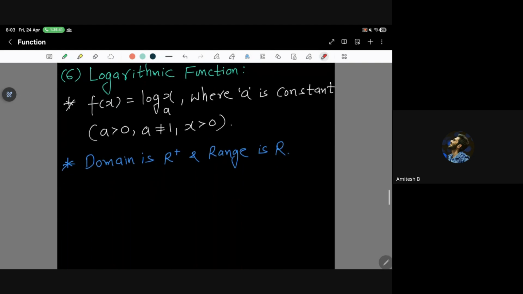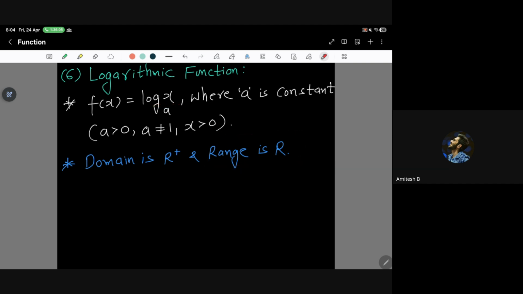Okay, so this is the graph of exponential functions. Now logarithmic function. So you have already seen log x to the base a, right? So whatever is inside the log must be a positive number. So x must be positive. So the domain is R plus, and whatever is the base must be positive and not equal to 1. And the range of the logarithmic function is all real values.